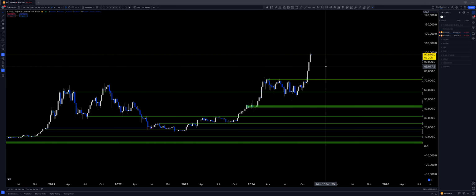Once you get out of a range, the way you target a range is you create a one-to-one of that range, if that makes sense. So this range, a one-to-one of it would have been here. So you would have hit your target.